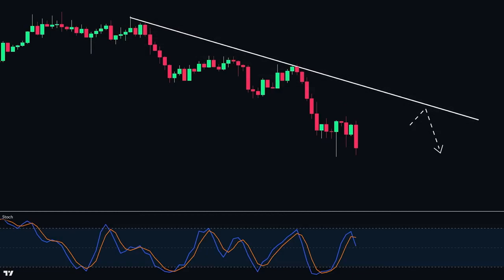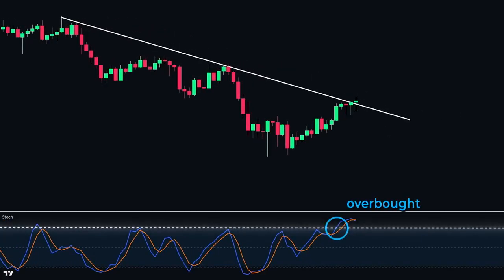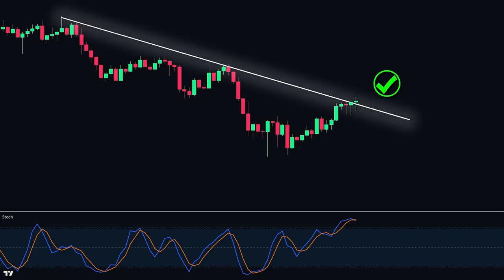Next, we wait for price to approach the trend line while the stochastic crosses the overbought line. Now, in this example, notice that the price didn't touch the trend line perfectly and instead slightly broke above it. However, this still counts as a valid setup because it's still within the trend line zone.